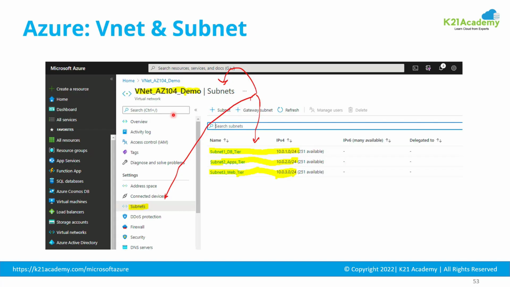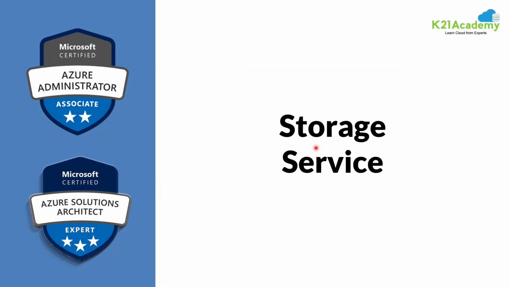If you want to create VNets and subnets, you can simply go on the cloud and say create a VNet, and then inside that you create these subnets. Now that's about networking. In the next lesson, we're going to talk about the storage service and the storage account. So I'll see you in the next lesson.